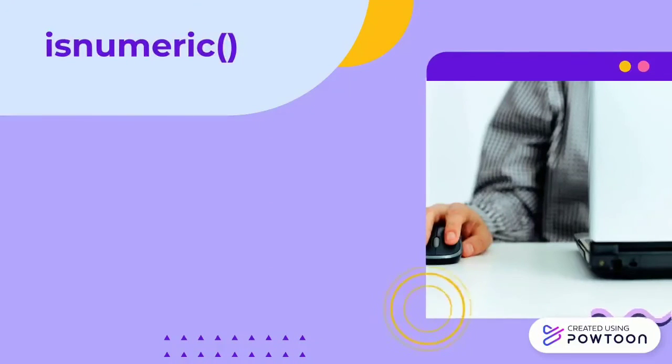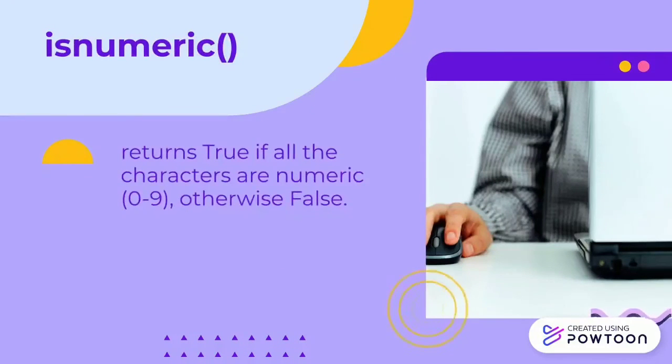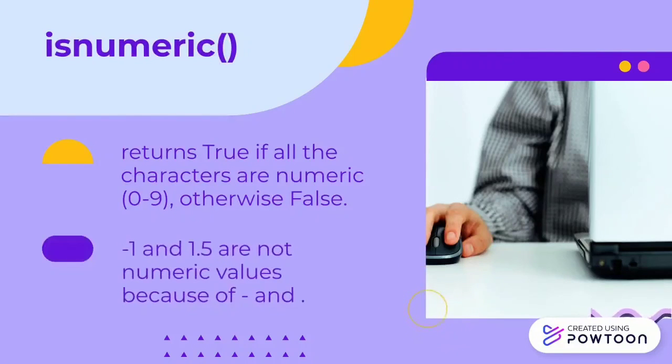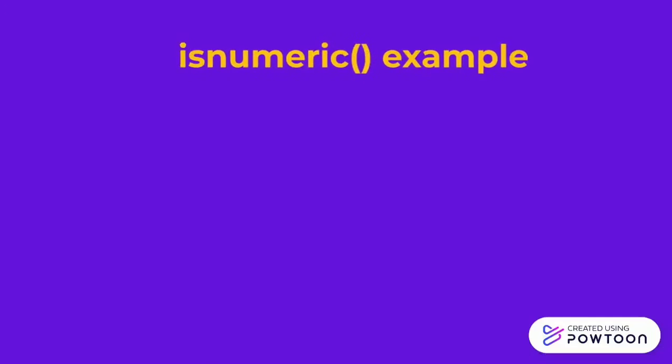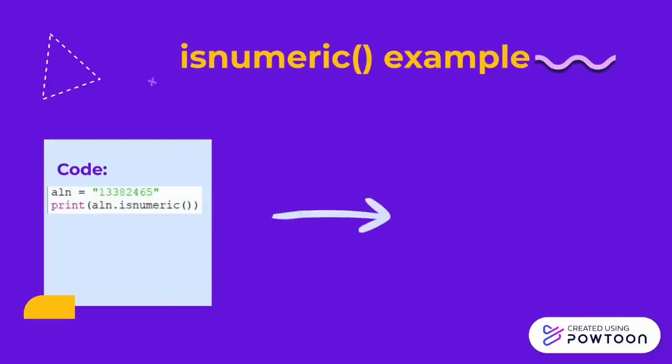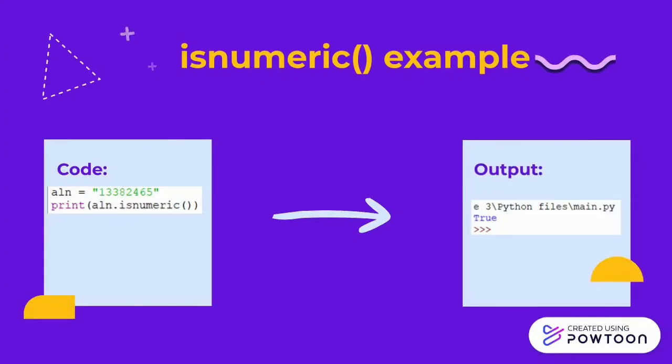20. isnumeric. Returns true if all the characters are numeric from 0 to 9, otherwise false. -1 and 1.5 are not numeric values because of the minus and the period. In this example, we have used the isnumeric method, where it will check if the strings are all numbers.